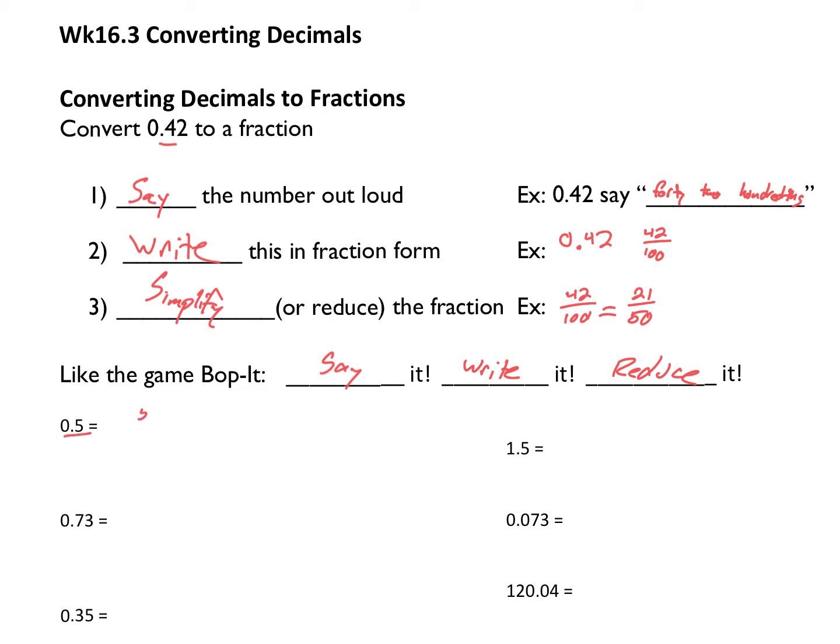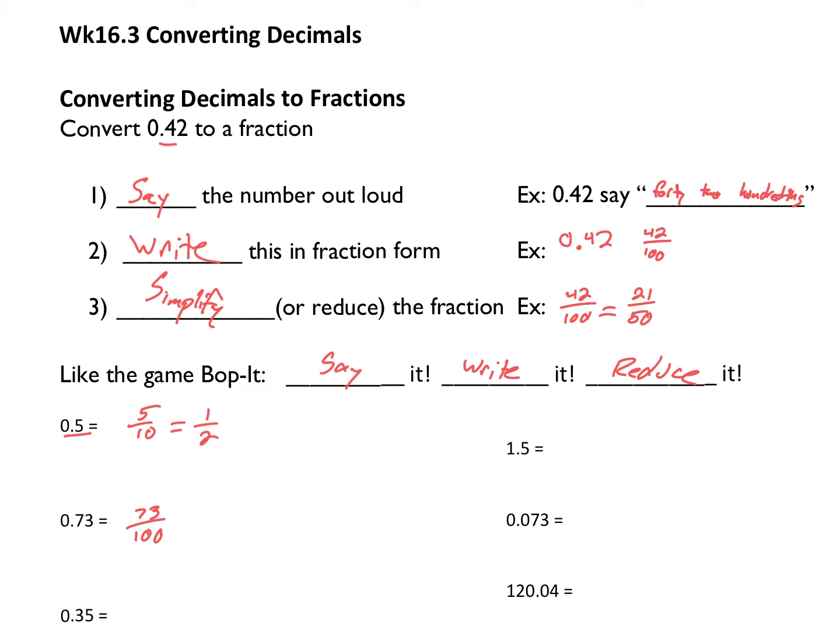All right, so let's say it, write it, reduce it. Say it: 5/10. Write it: 5/10. Reduce it. Divide them both by 5. Half. 5/10 is a half. Next one, 73 hundredths. Say it. Write it. 73 hundredths. Simplify it. Reduce it. Well, 73 is prime. I can't reduce that. And 73 does not go into 100.